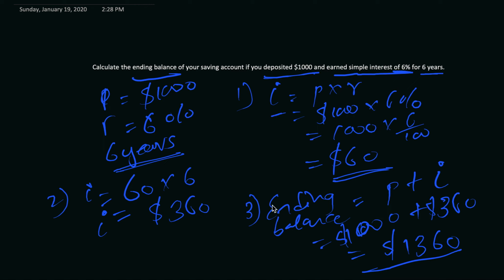So again, 3 simple steps. First, figure out what the interest is. Second, calculate total interest for the given number of years. And third would be ending balance, which is nothing but principal plus interest, and which is, in this case, $1,360. So the ending balance would be $1,360 if the amount deposited was $1,000 with a simple interest of 6% for 6 years.